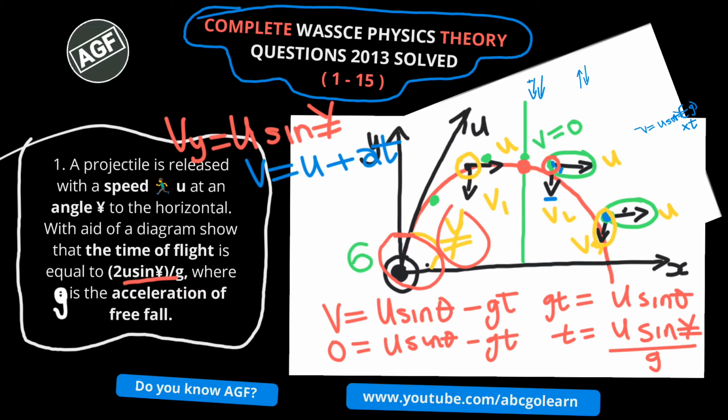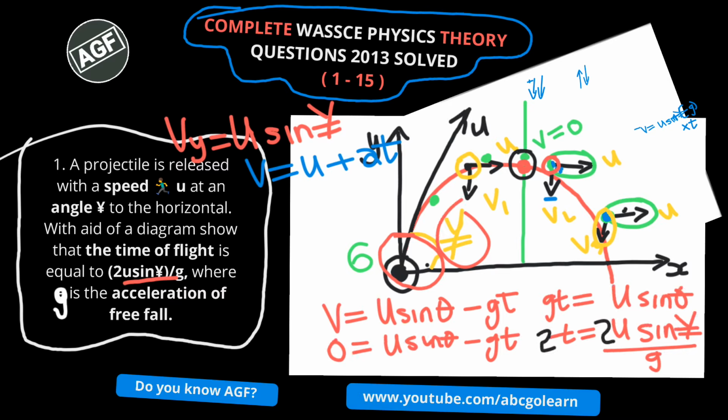Now we've not gotten the answer. Now I told you that this is the time in which that object would get to this very place, the maximum height. Now from the maximum height back to the ground is still the same time. So what you just need to do now, to get the time of flight, is 2t.